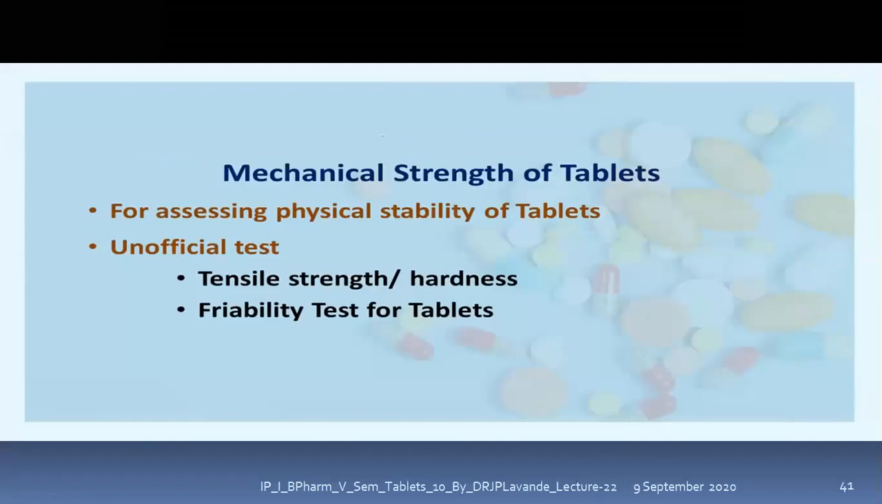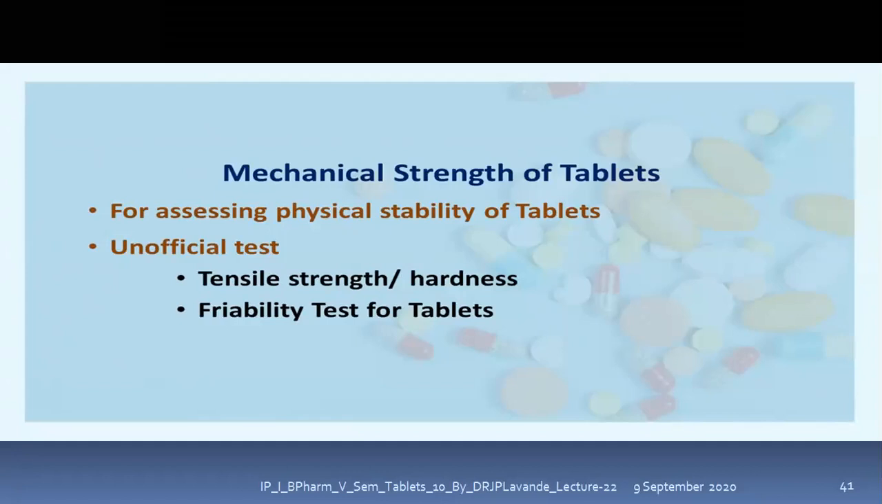Now today we will see the mechanical strength, the friability, and size and shape. These are the non-official tests. These are not mentioned in the official pharmacopoeia, that's why they are said to be non-official tests, right? There are official tests and there are unofficial tests. The mechanical strength of the tablet is tested for assessing the physical stability of the tablet.